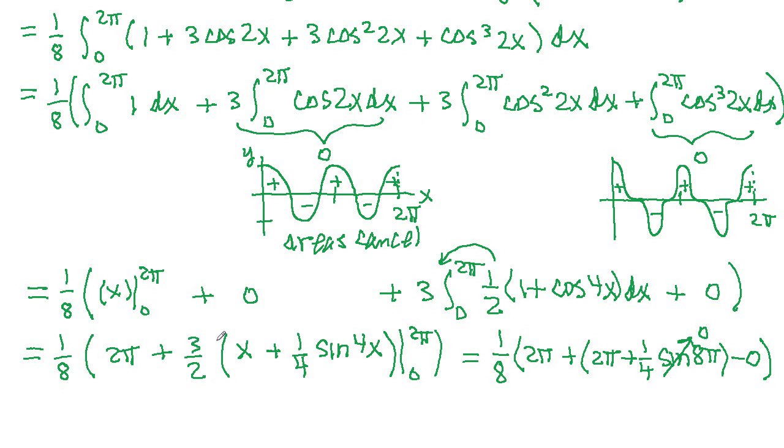Oh, let's see, forgot our 3/2. Almost. So let's see, 2's would cancel there. 2 pi plus 3 pi, 5 pi. So you got a 1/8 on the outside, 5 pi. So this is 5/8 pi.